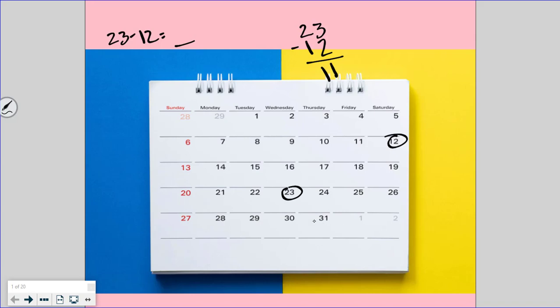You can try it with another one if you want on your whiteboard. You can pause your video and do it. But there's got to be a difference of 11 when you do it. All right, so let's get started with our lesson.